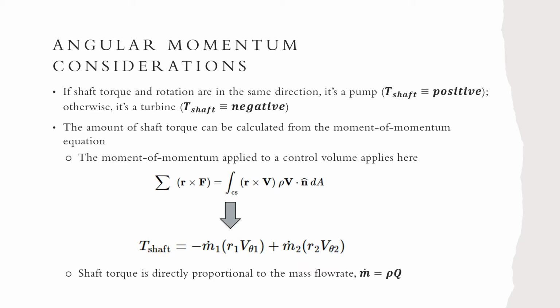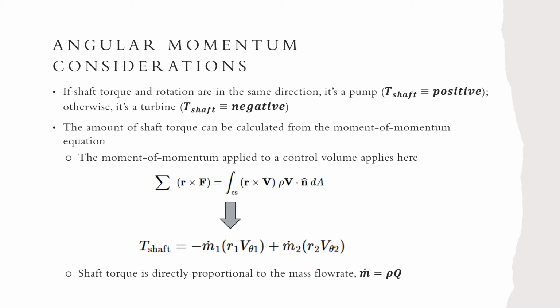Angular momentum considerations. Since all turbo machines involve the rotation of a rotor about a central axis, it is appropriate to discuss their performance in terms of torque and angular momentum. If shaft torque and rotation are in the same direction, it's a pump and shaft torque is positive. Otherwise, it's a turbine and shaft torque is negative.